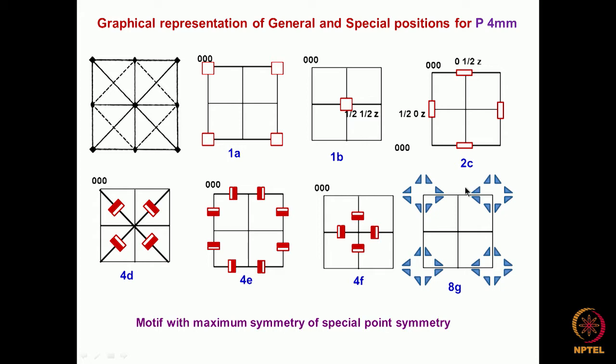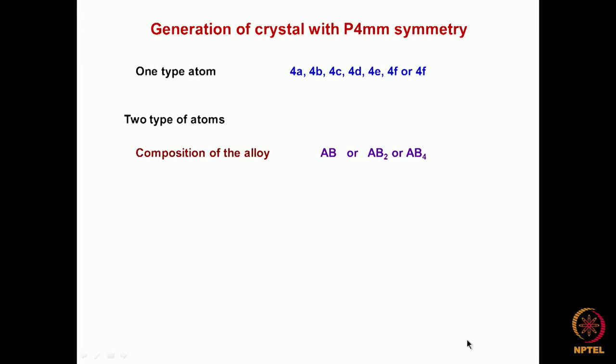Now the stoichiometry is being maintained. Correct? We need 2 B atoms, because one atom will come here, another will come here. The others are generated by translational symmetry. Now suppose it is AB4, still maintaining 4 mm symmetry.